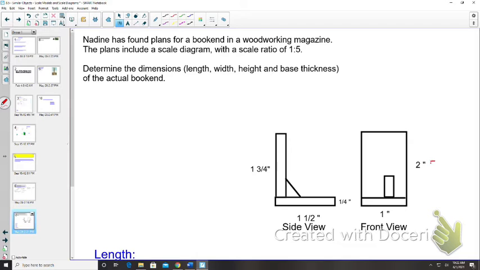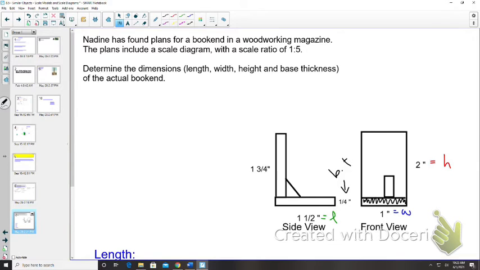So this 2 inches is going to be my height, right? This 1 inch down here is going to be my width. What is the length going to be? That will be right here. That's going to be my 1 1/2 inch, right? How long is the actual bookend? And then the base thickness is right here. Okay, so this is base thickness.